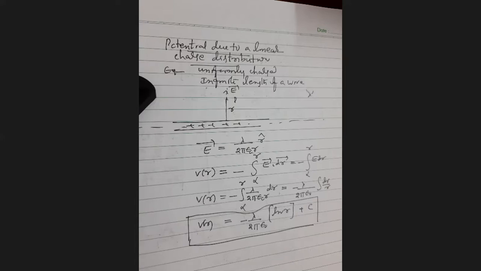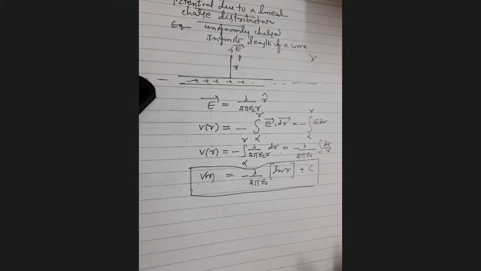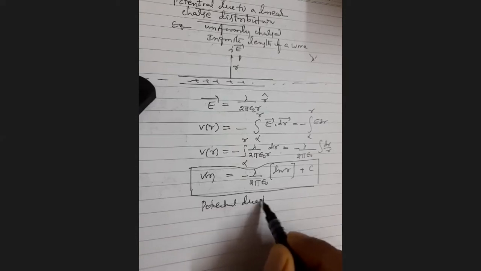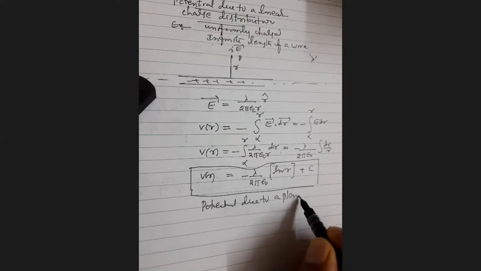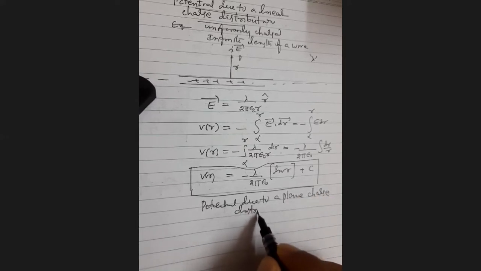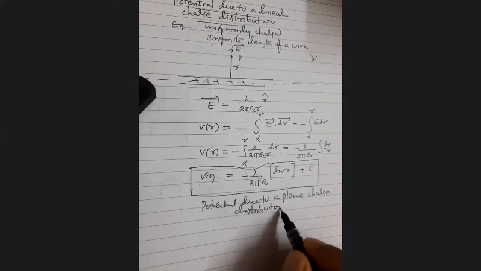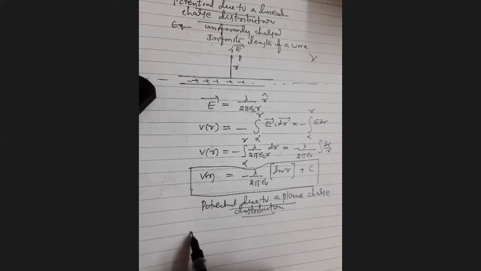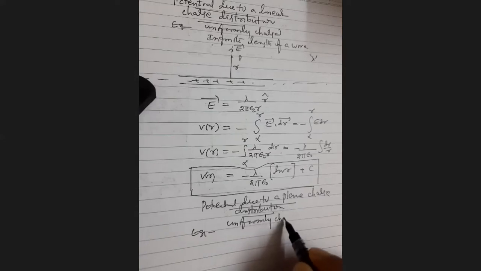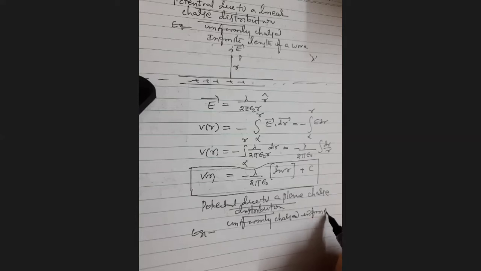Similarly, we can derive the potential due to a plane charge distribution. The next content is potential due to a plane charge distribution. For that, you consider the example of a uniformly charged infinite plane sheet.